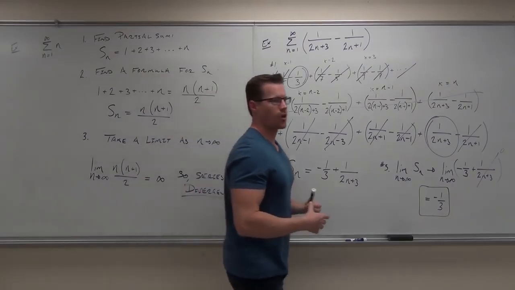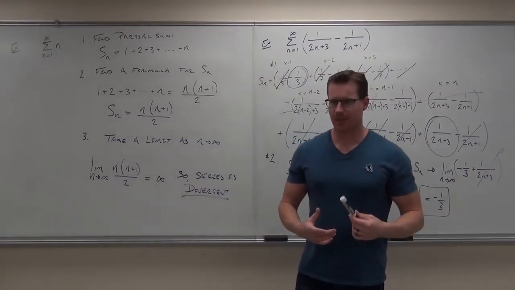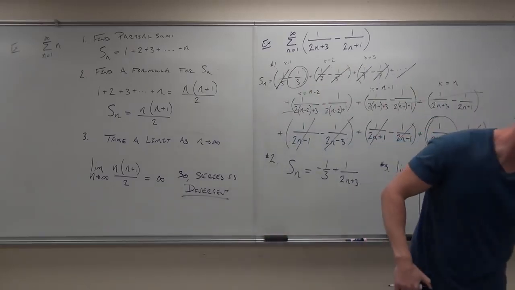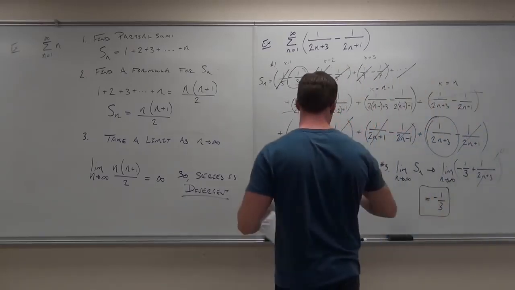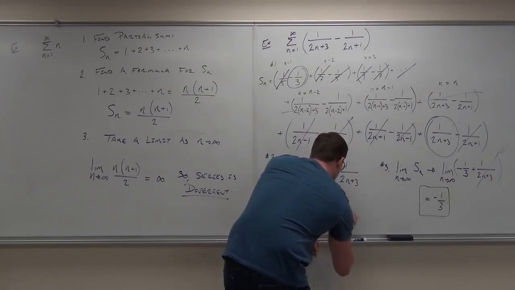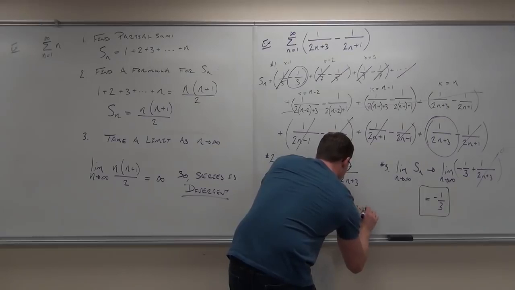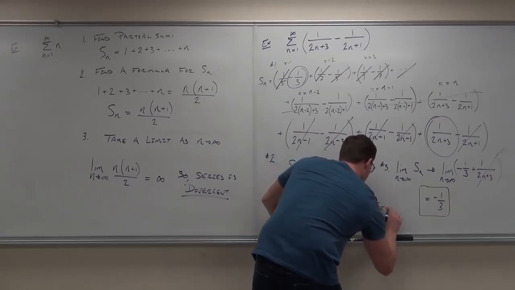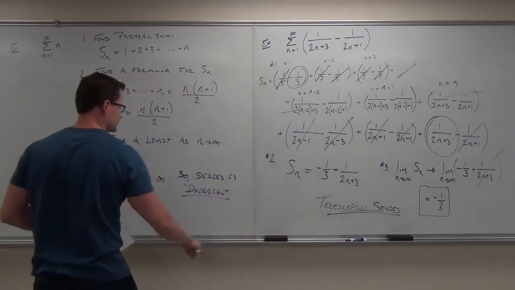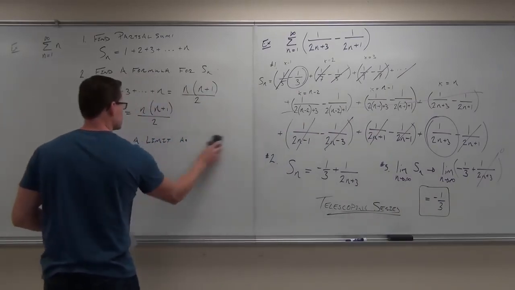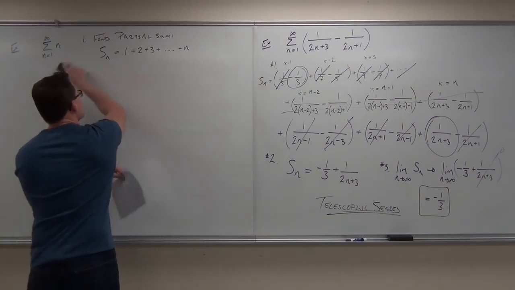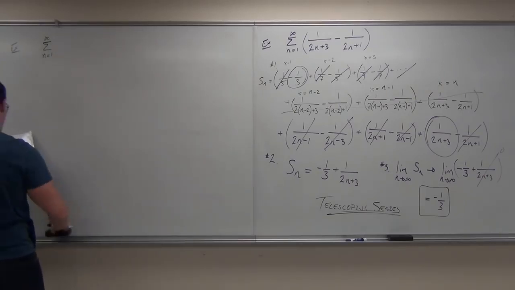This right here is called a telescoping series. This happens very frequently, which is very nice for us because we can find a formula. So this is a telescoping series. Tell you what, let's do one more, just so you get a really good idea about what I'm going to be asking you for here.